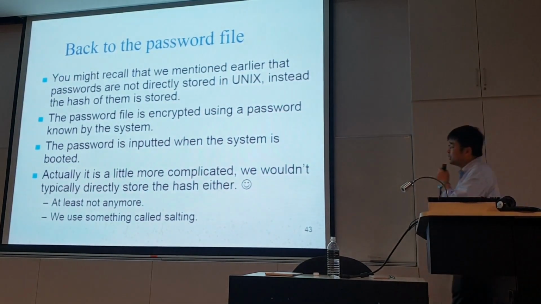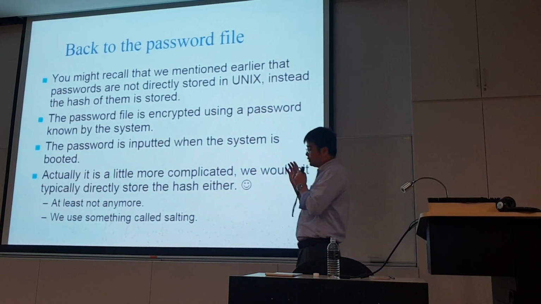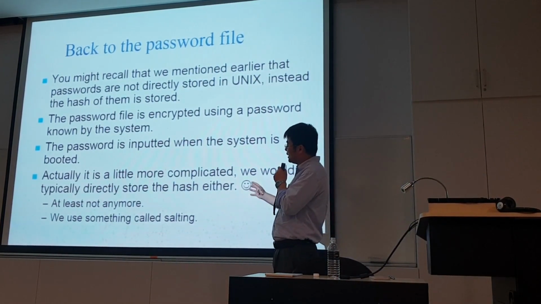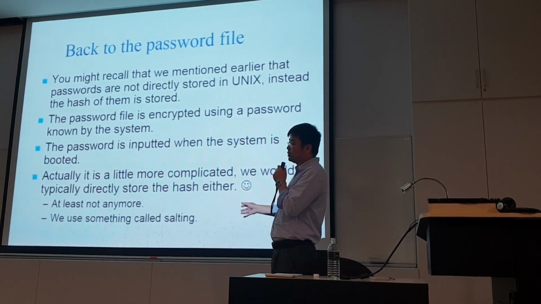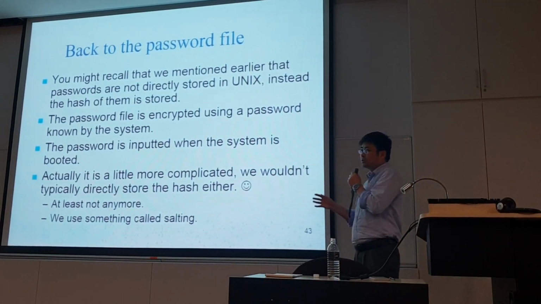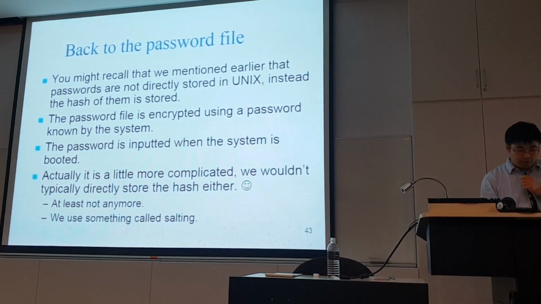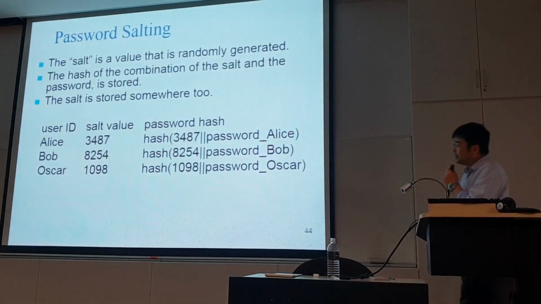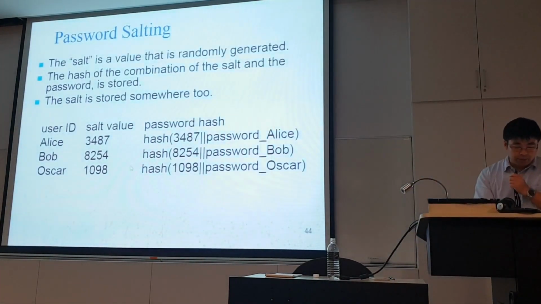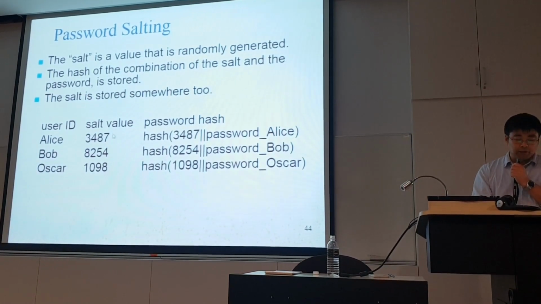Alright, so in Unix, instead of only using a hash, we use another technique which is called salting. But in Windows, we only use a hash, we don't use salting. So what is salting? Instead of hashing only the password, we hash the password with a salt value. The salt value is a random value chosen by the system.